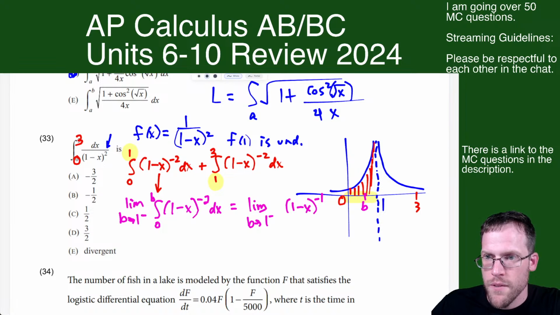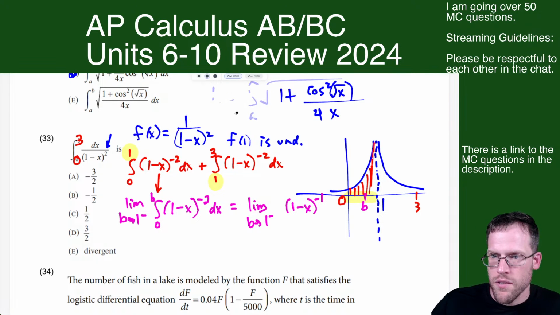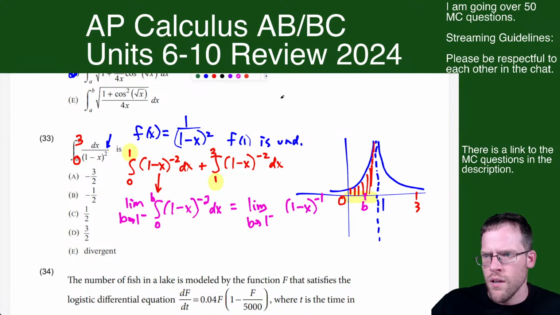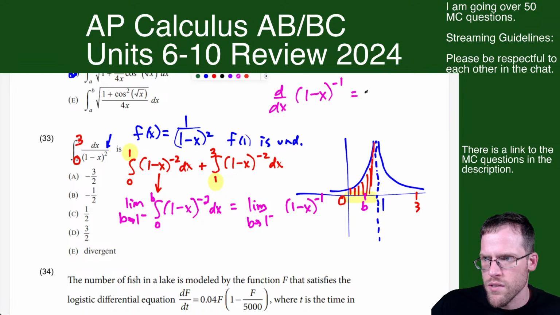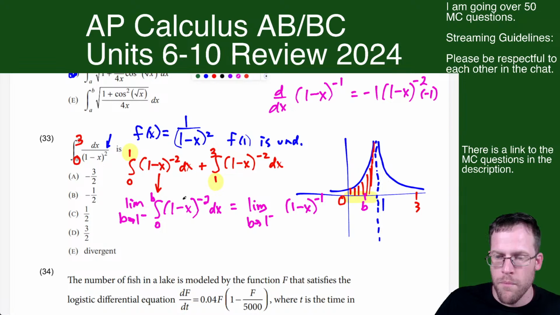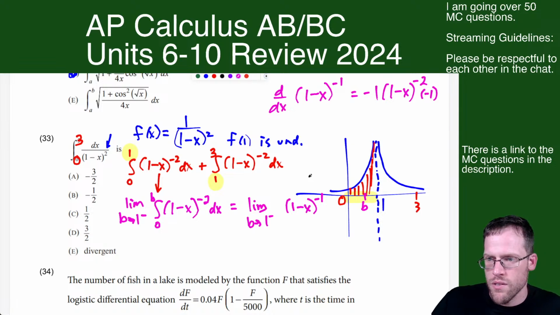If you want to check that you anti-derived correctly, or you're wondering, wait, is that definitely right, I would derive this and see what happens. So this is negative 1 times (1 minus x) to the negative 2, but the derivative of the inside is negative 1, and you see it makes positive (1 minus x) to the negative 2. So this is good. And we're going from 0 to b.